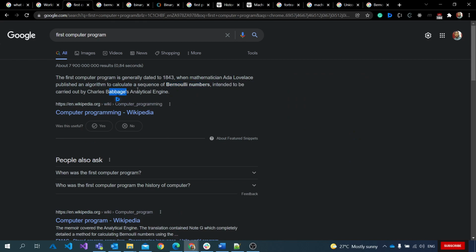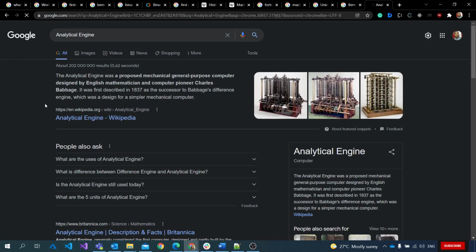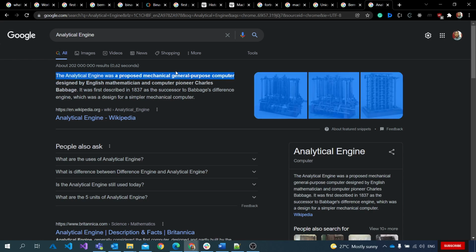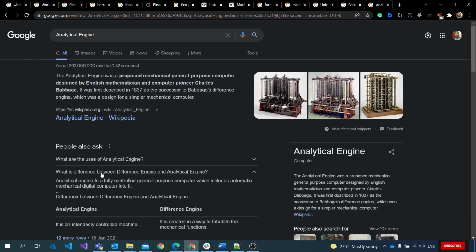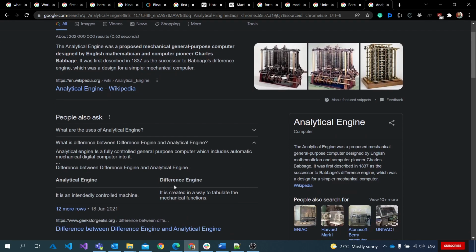If you want to know who Charles Babbage is, you go there. I want to know what the analytical engine is. Then they say the analytical engine was a proposed mechanical general purpose computer designed by English mathematician and computer pioneer Charles Babbage. Okay, cool. I want to think that this is what the analytical engine looks like. Then we read that there was a difference engine and an analytical engine. Then you can read there what the difference is between the two. Programming language. If you want to understand a couple of other programming languages, you could go there.